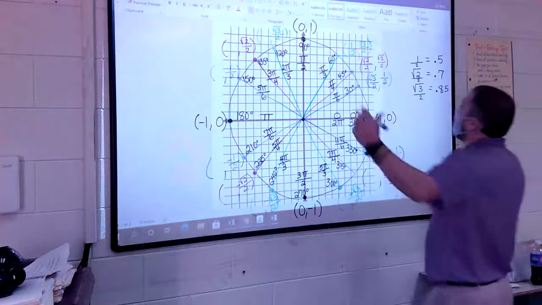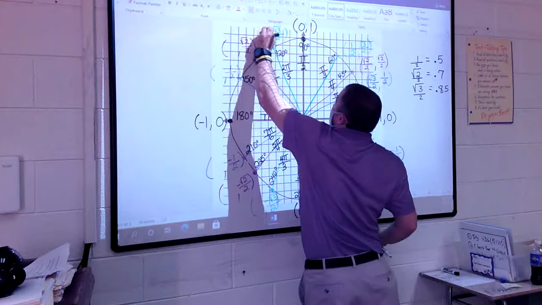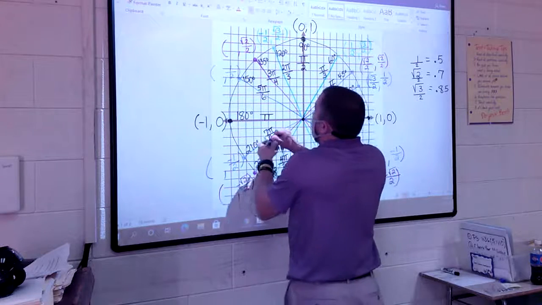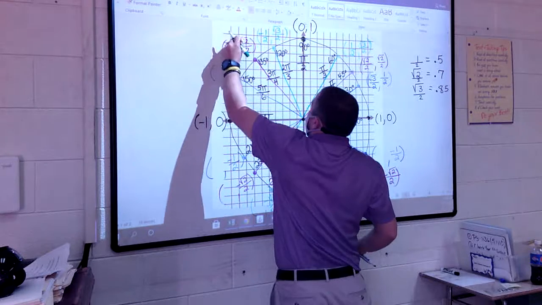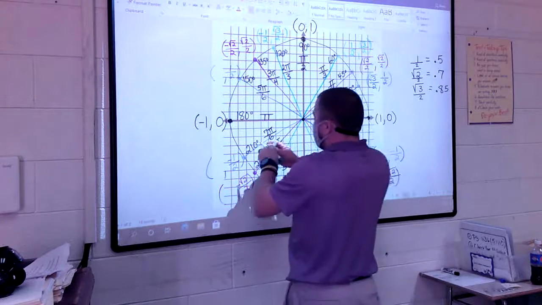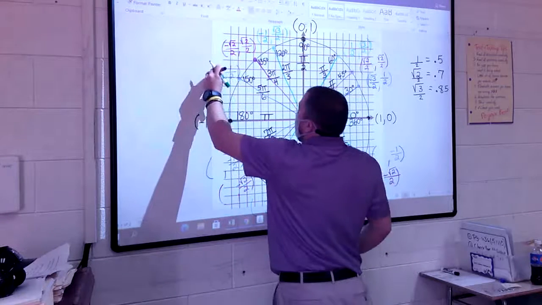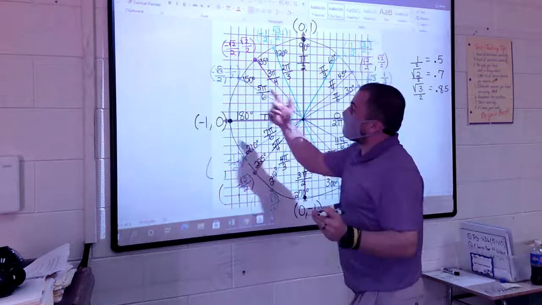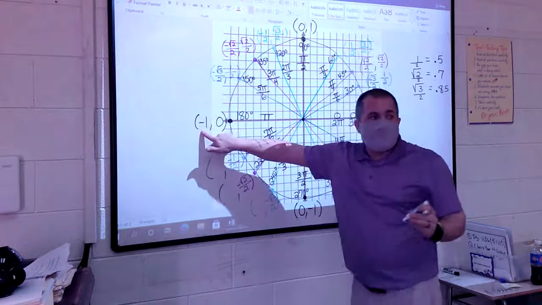Okay? When we're on the left side, our x should be negative because we're on the left side of the graph. So now we're at negative 1 over 2. We move farther to the left. Now we're at negative square root of 2 over 2. We move even farther to the left. Now we're at negative square root of 3 over 2. And we move even farther to the left. And now we're at negative 1.